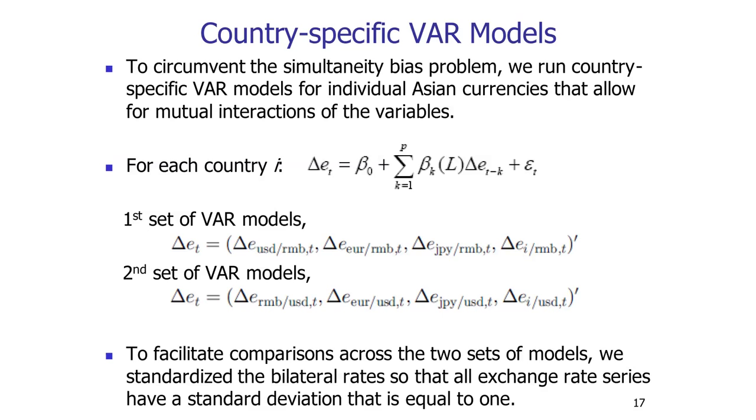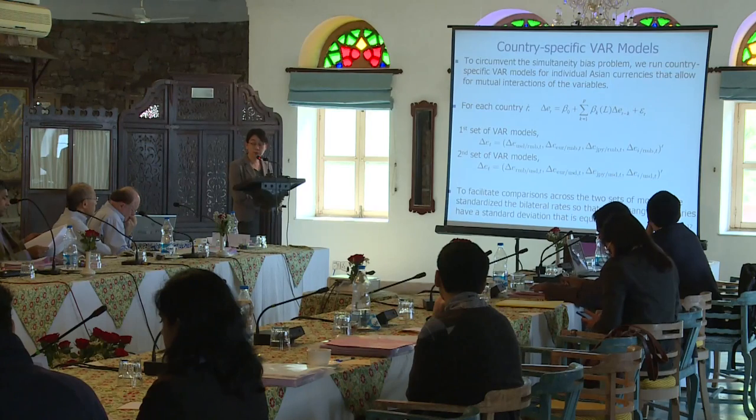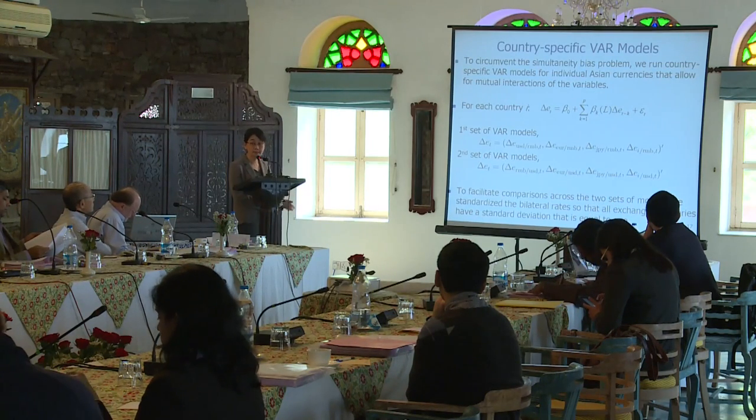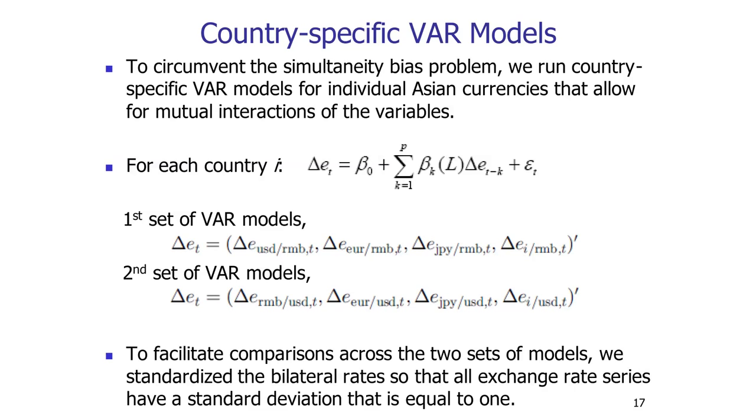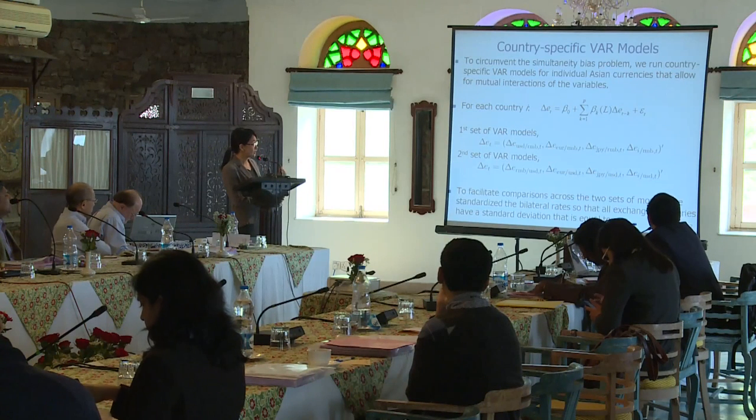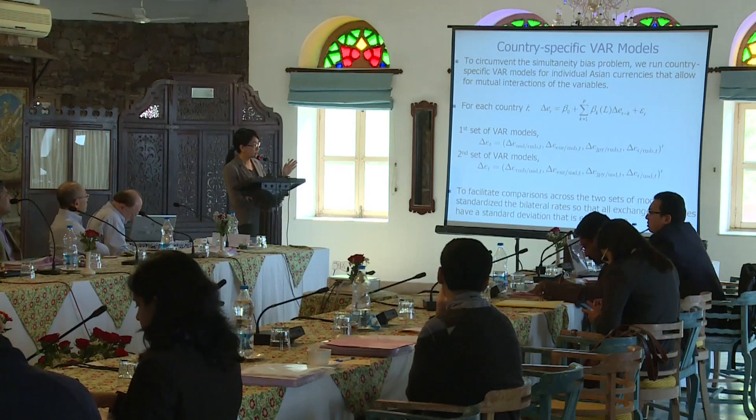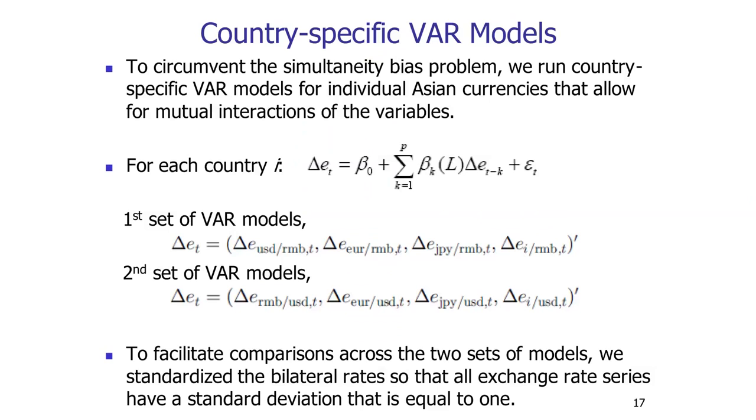we look at the impact of the US dollar on the home currency in terms of their bilateral rates with RMB. So in the first set of models, we will not be able to tell how RMB influenced the home currency. Then we repeat the analysis, but this time we use bilateral rates against the US dollar instead. For this second set of models, we can assess the impact of the renminbi on the home currency, but not the effect of the US dollar. In order to facilitate comparisons of results across these two sets of models, we will standardize all the bilateral exchange rates so that they all have a standard deviation equal to one.